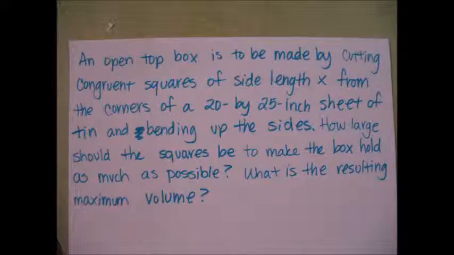An open top box is to be made by cutting congruent squares of side length x from the corners of a 20 by 25 inch sheet of tin and bending up the sides. How large should the squares be to make the box hold as much as possible? What is the resulting maximum volume?